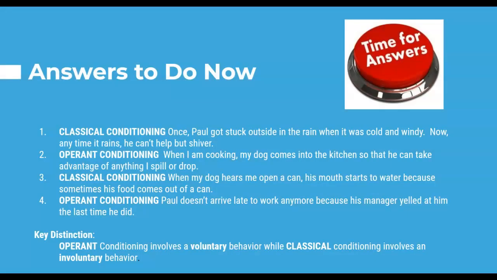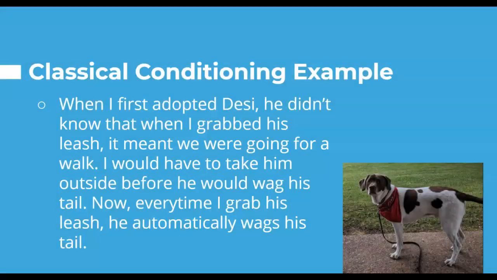So here are the answers to your do now. Hopefully you're able to recognize that 1 and 3 are talking about classical conditioning. 2 and 4 are operant conditioning, and that operant conditioning involves a voluntary behavior, while classical conditioning involves an involuntary behavior. So we make a decision if we want the reward or the punishment involved with an operantly conditioned behavior. Whereas classical conditioning, it just happens without much control on our part.